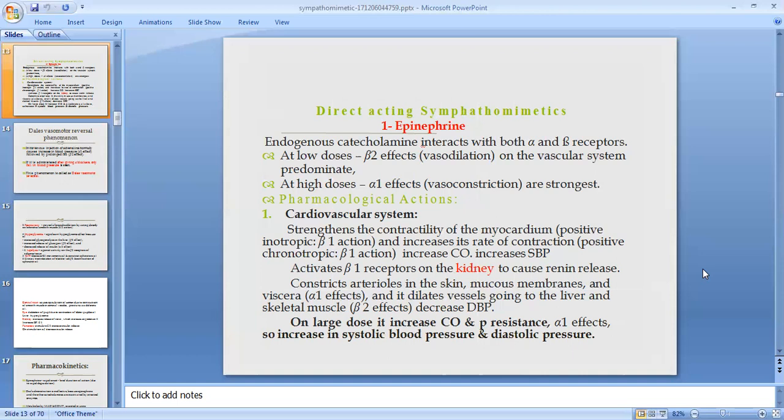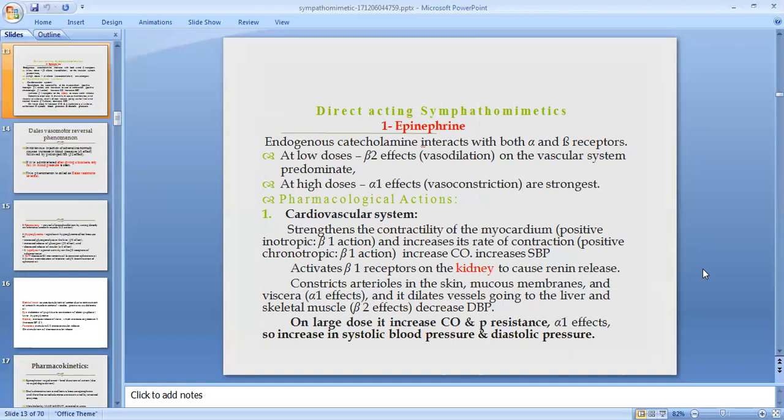Pharmacological action on the cardiovascular system. It strengthens the contractility of the myocardium, which is called the positive inotropic effect, due to beta 1 receptor action. It also increases the rate of contraction, the positive chronotropic effect, which is also due to beta 1 action. So both heart rate and contractility increase. That is why it increases the cardiac output, which increases systolic blood pressure.